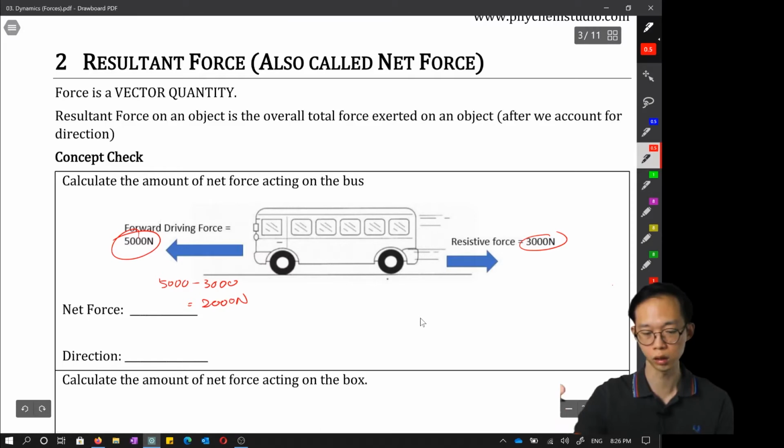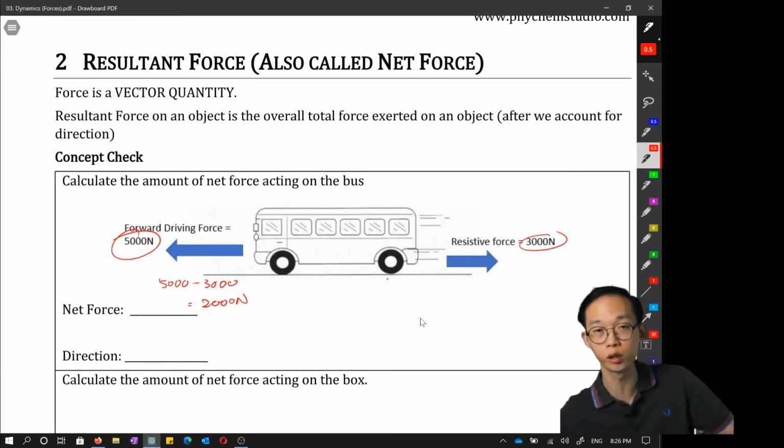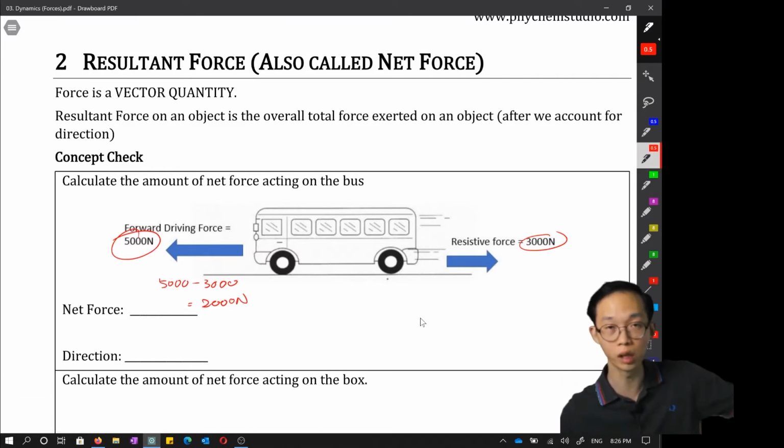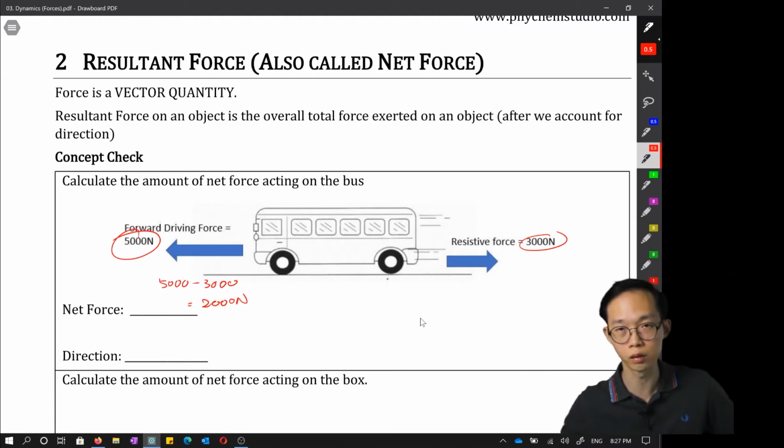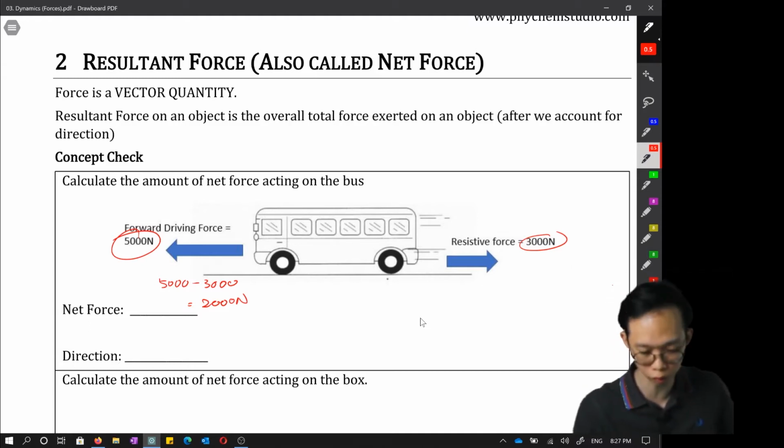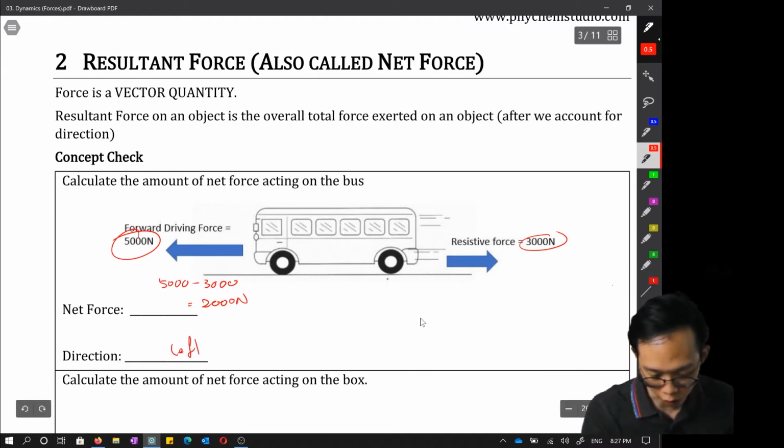In which direction? In this direction, because the forward driving force towards the left is greater. So after you cancel out the 3,000, you still have 2,000 left pointing to the left. So this is to the left.